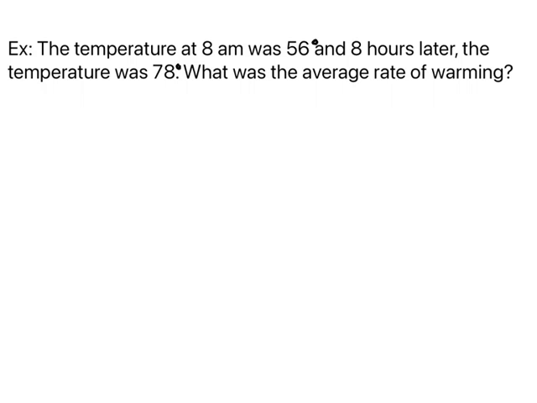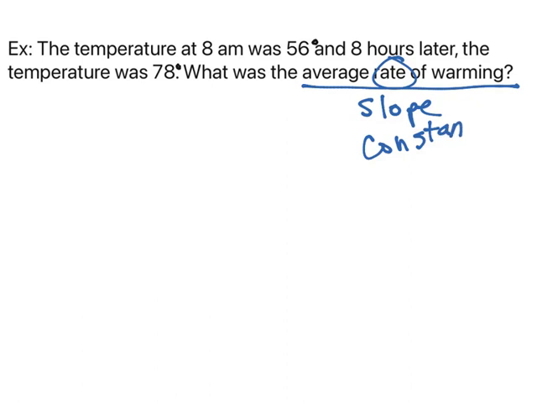Now, the temperature at 8 a.m. was 56 degrees, and 8 hours later, the temperature was 78 degrees. What was the average rate of warming? So the average rate of warming would be the slope of this. Now, the slope would be kind of the steepness of the line if we chose to graph this. But if you are talking about the rate, you are talking about the slope. It's a constant change, okay? So the change over time in this case.